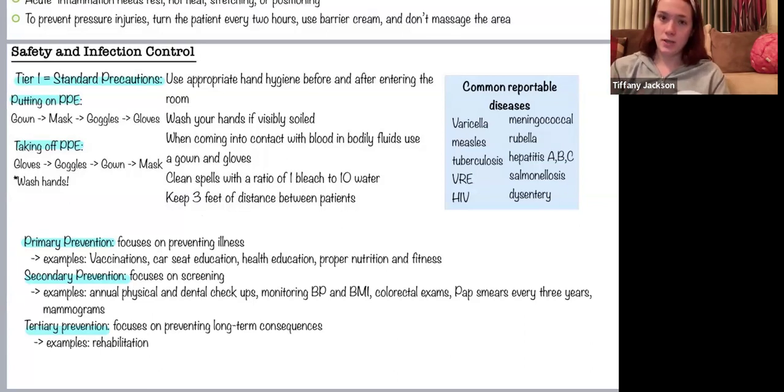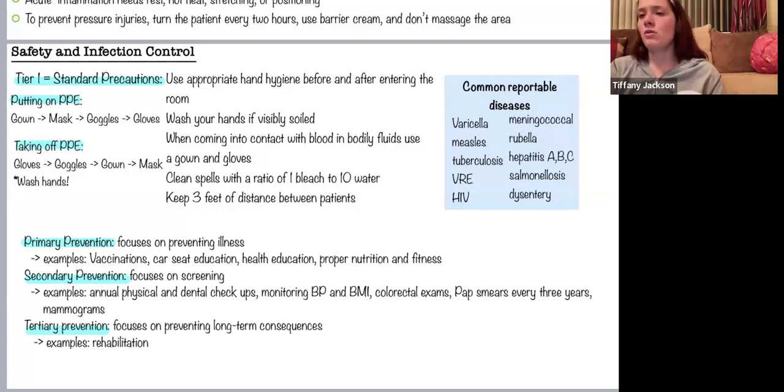Even if you do have patients that are in the same room together, 2 beds, there must be 3 feet of distance between them. When we're talking about putting on our PPE, we make sure that we put the gown on first, followed by your mask, goggles, and gloves. When taking it off, we always remove our most soiled pieces first. So we're going to take off our gloves. Our goggles will follow. Then we're going to remove our gown. And then last, we remove our mask and we wash our hands.